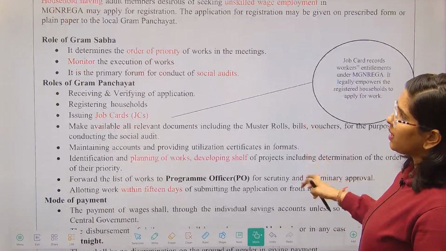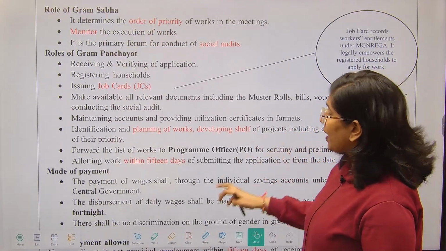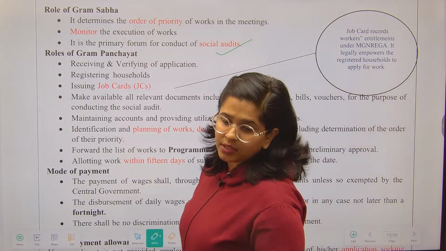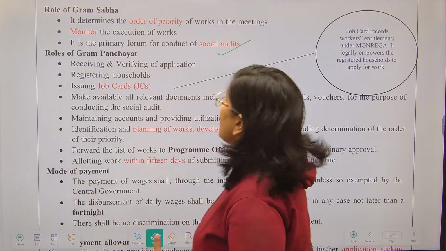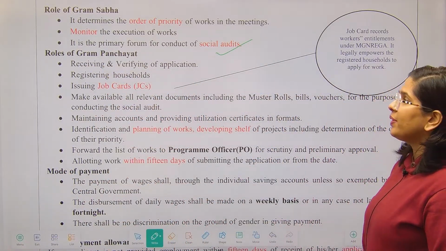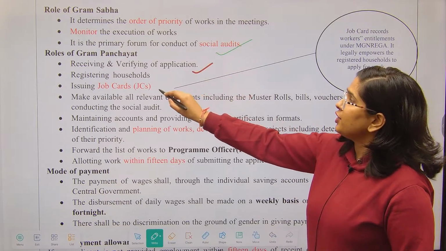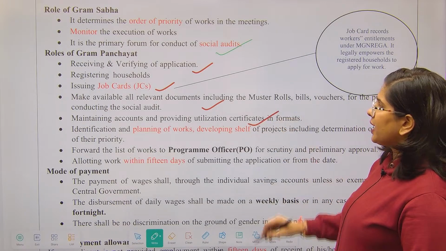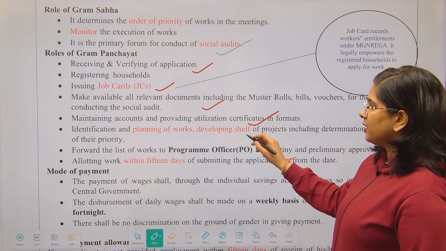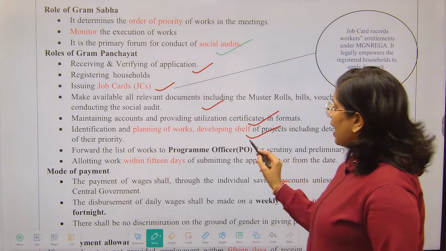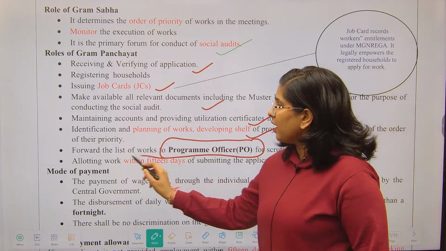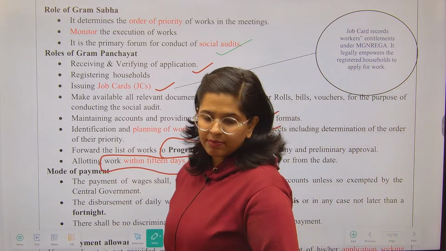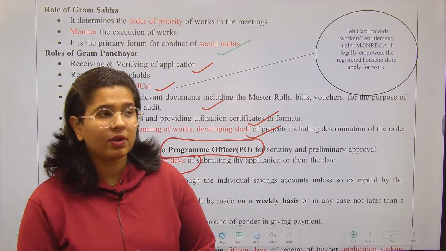Now, what is the role of Gram Sabha? Gram Sabha determines the order of priority and is the primary forum for the conduct of social audit, right? So, conducting the social audit is also the responsibility of Gram Sabha. Then, what are the roles of Gram Panchayat? Verifying the application, issuing the job cards, making available all relevant documents, maintaining accounts and providing utilization certificates, identifying and planning the work, forwarding the list of work to the program officer, and allotting work within 15 days of submitting the application. So these are the roles of Gram Sabha and Gram Panchayat as well. These are the works of Gram Panchayat.